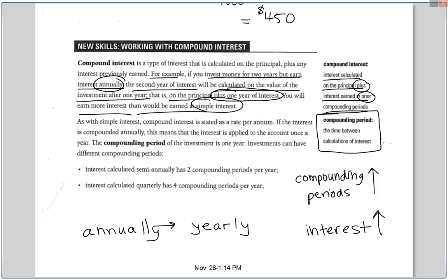Okay? However, if it's a debt, like a credit card, and you owe money, this would be worse for you. Because your loan, the interest is rising and rising, and it's not working out in your favor. So the more compounding periods means the more interest that will accrue.